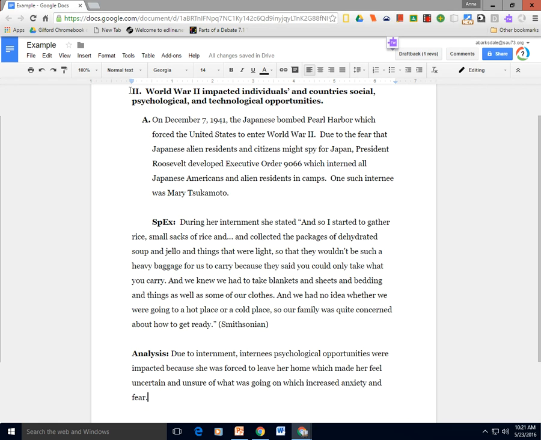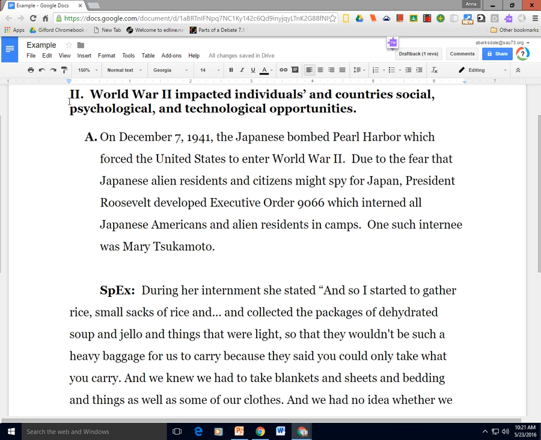On your outline, you're going to notice that there is a Roman numeral 2, and I'm going to zoom in just a little bit. There's a Roman numeral 2 that says World War II next to it. You need to turn that into a proof sentence. One of the examples that I did was: World War II impacted individuals and countries' social, psychological, and technological opportunity. I didn't specify Americans here. You may want to say American opportunity because we do focus on the United States. I'll leave that up to you.